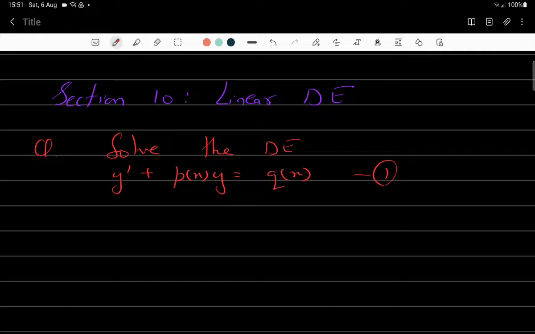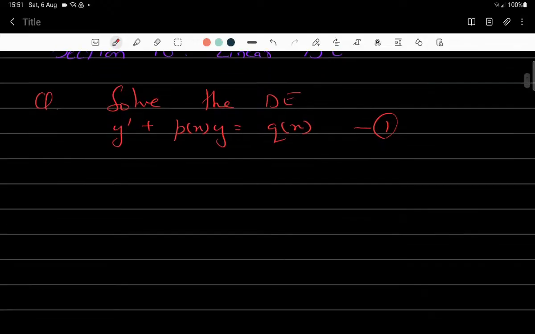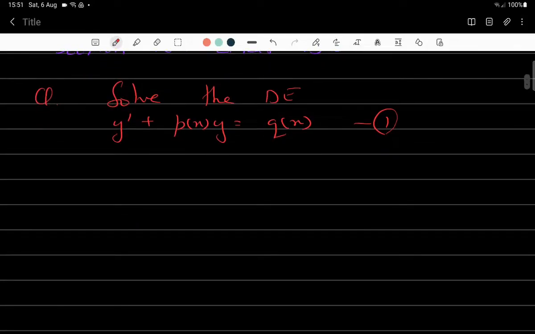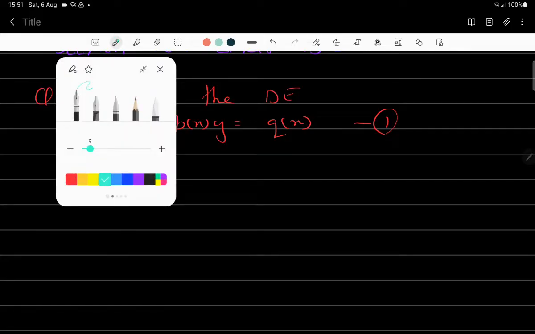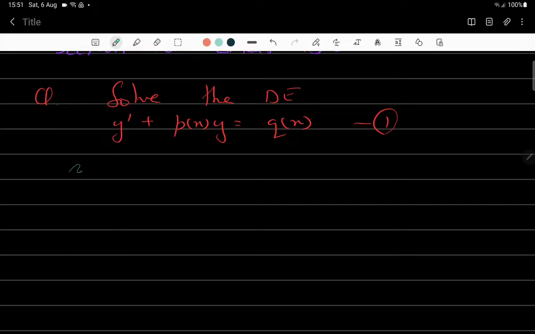So to understand it, let's try to solve y dash plus p of x y is equal to q of x. Please do try to solve it by yourself using the methods which we have studied. So equation 1 can be written as p of x y minus q of x dx plus dy is equal to 0. So in the form of M dx plus N dy is equal to 0.